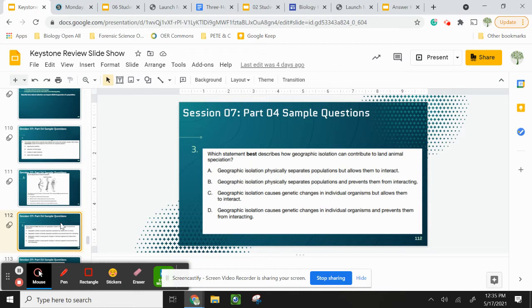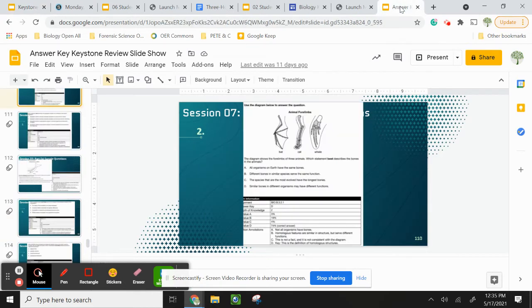Pretty easy question here, guys. Use your context clues, take your time, eliminate choices that make no sense. Answer this in the Ed puzzle.